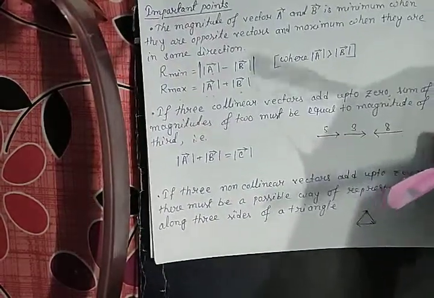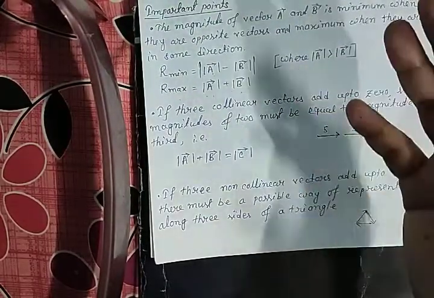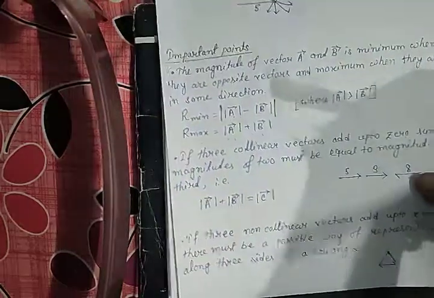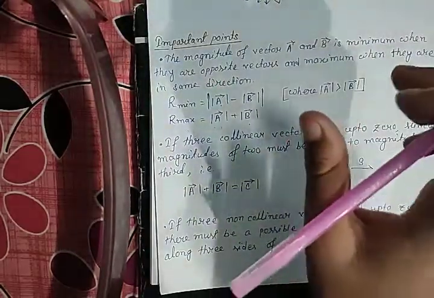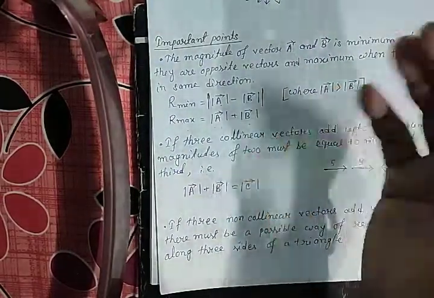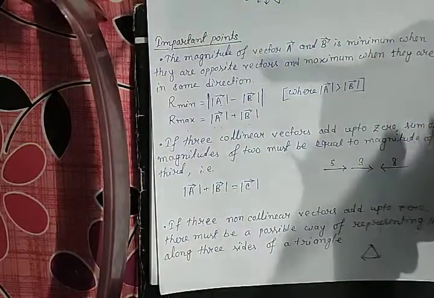So if a question is given asking whether the resultant is 0 or not, you have to check whether the sum of two arms is greater than the third arm or not. If this condition is satisfied, then the resultant is 0. If this condition is not satisfied, then their resultant is not 0.